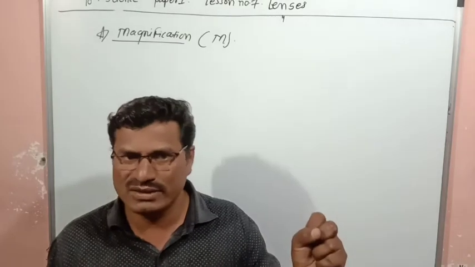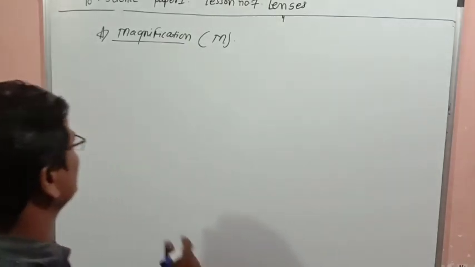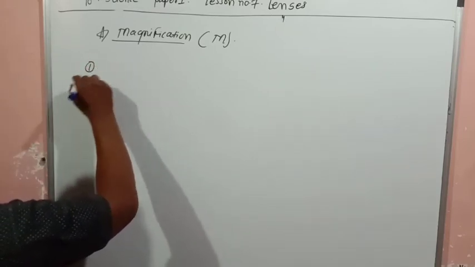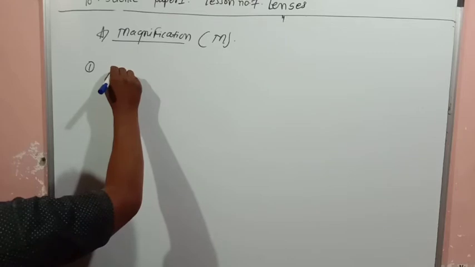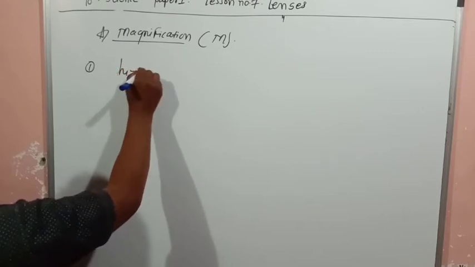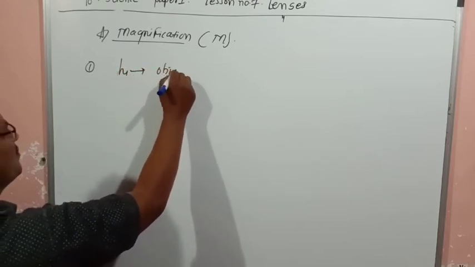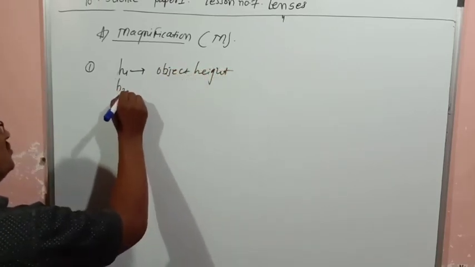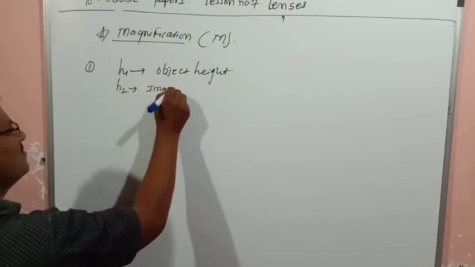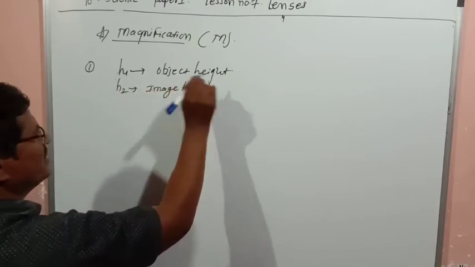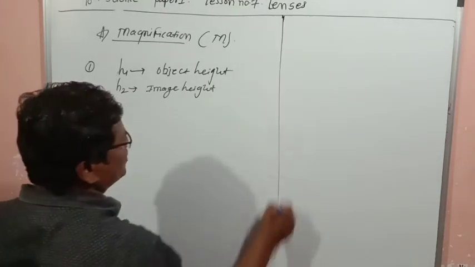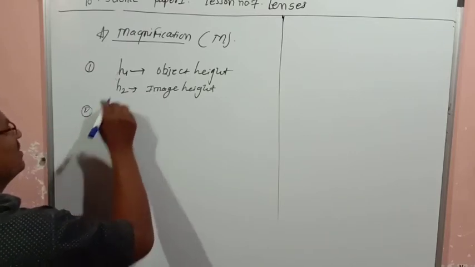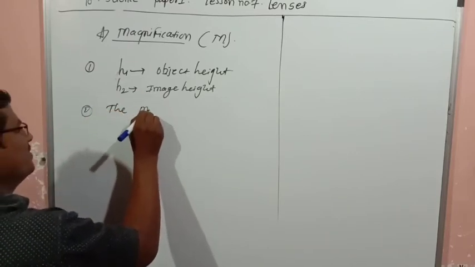And it is called magnification. So in that first point we will write, suppose h1 is the object height, h2 is the image height. Then second point you can write, the magnification of lens.